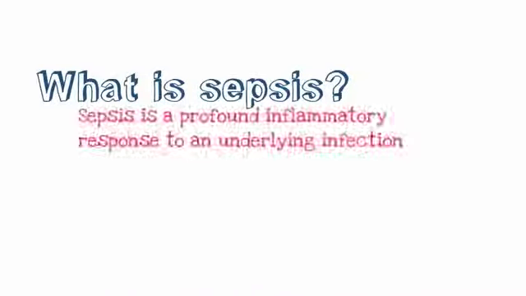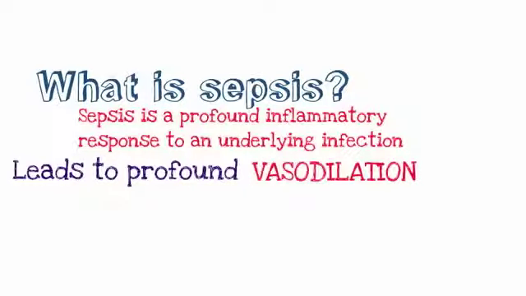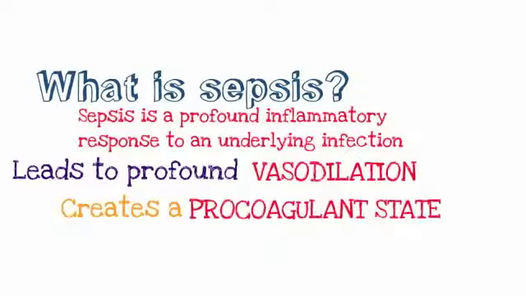So what is sepsis? Well, sepsis is a very profound inflammatory response to an underlying infection. It leads to significant vasodilation, so your vessels dilate, leading to a drop in blood pressure. Also, because of the inflammatory response, you develop a procoagulant state, so you can develop microemboli that affect perfusion of your organs.